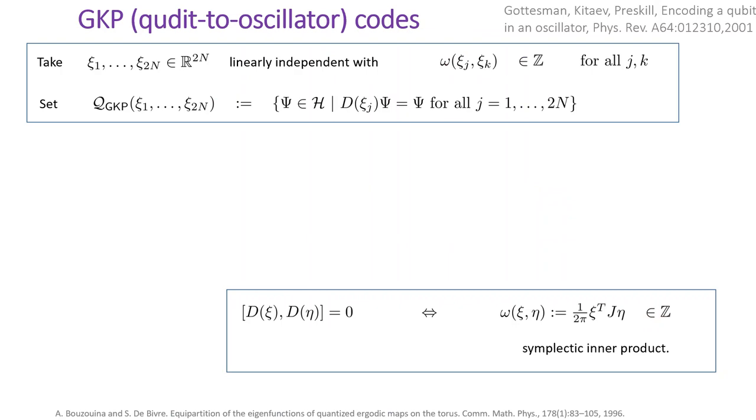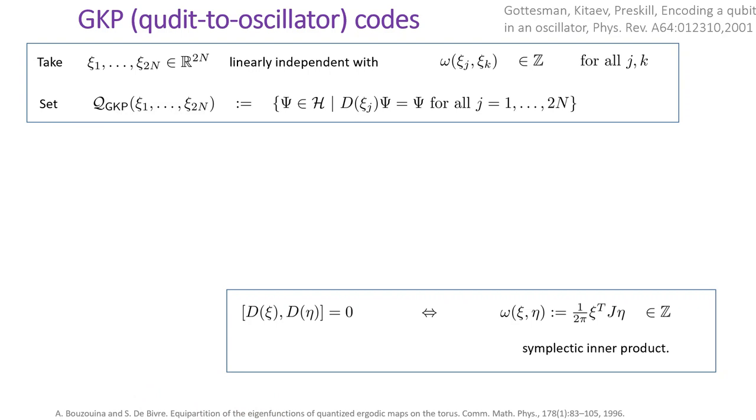This motivates the definition of GKP codes. We can pick a set of vectors that are pairwise symplectically integral. The associated GKP code is then the simultaneous +1 eigenspace of these operators. In other words, it is a stabilizer code whose stabilizer generators are displacement operators. I recommend this reference down here for a mathematical treatment of these objects.